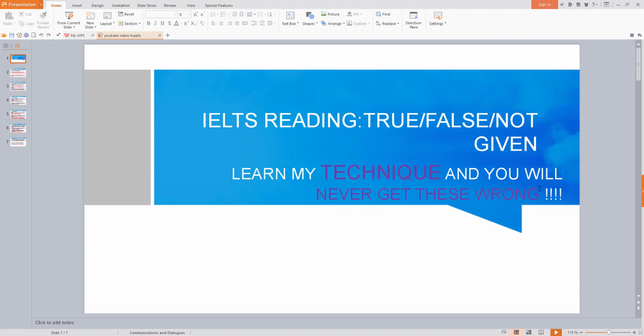So today, we learn the technique, or in other words, my thinking process behind true, false, and not given. As you might know, in the IELTS reading section, they give us a statement, and then we have to tell whether it's true, whether it's false, or whether it's not given according to the information in the passages, the reading passages. So let's start.